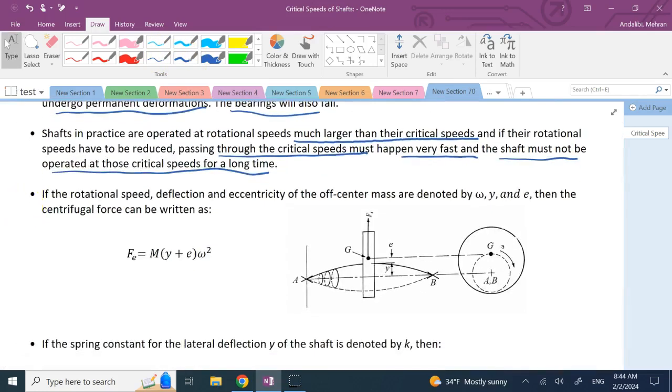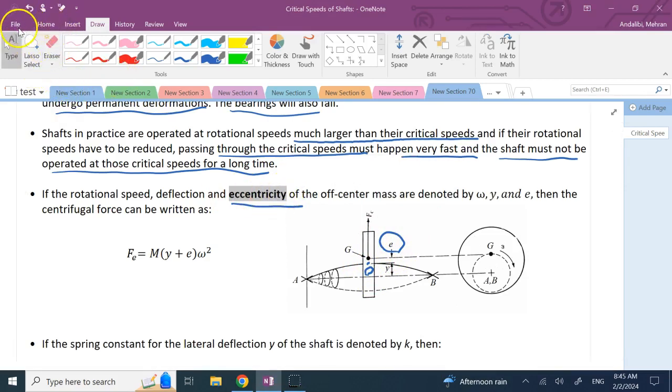So here I have shown you a shaft with a disc on it that has a mass that is not at the center of the disc. The geometric center of the disc, which is on the shaft, is this point here. You might call it O. But the center of mass of the disc is at this point G, and the distance between G and O is called eccentricity, shown by the letter e.